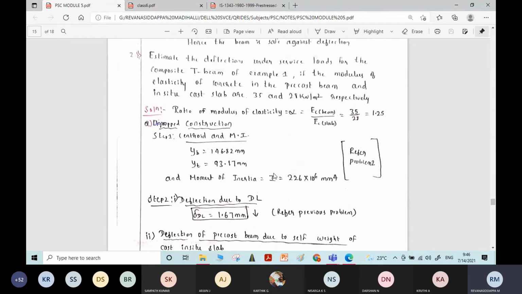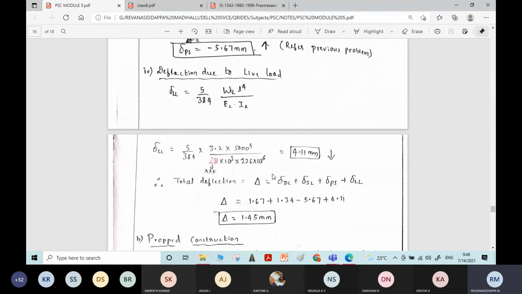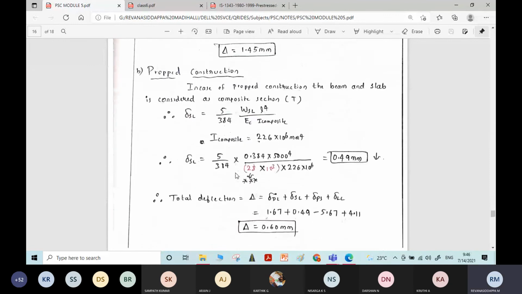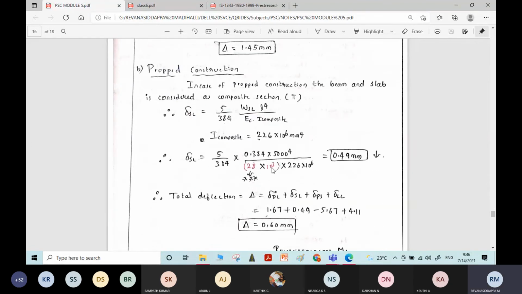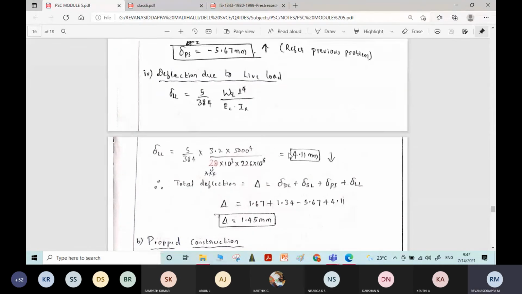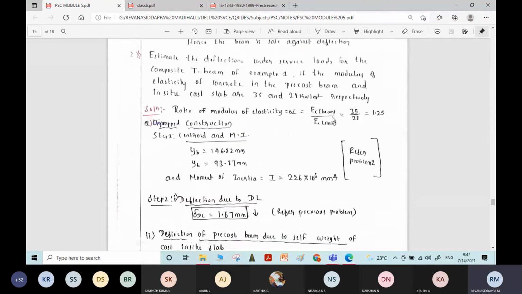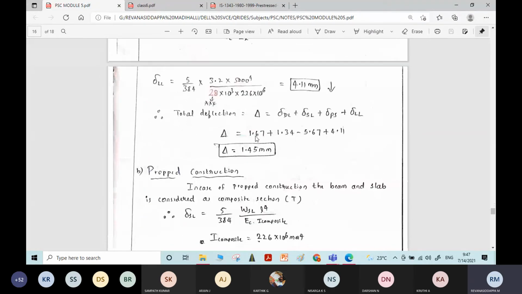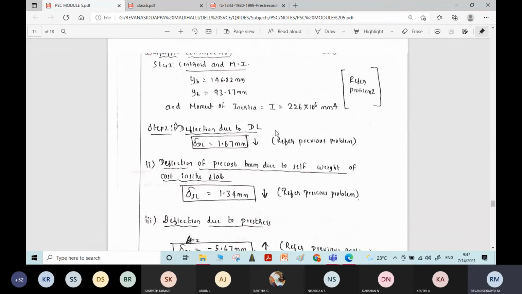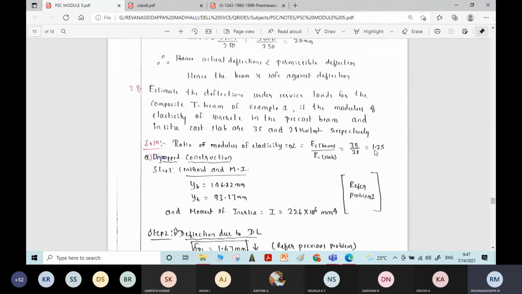Okay, Young's modulus of the slab, that is 28 into 10 power 3. While substituting the moment of inertia of the composite section, considering this ratio 1.25, you need to substitute. Calculation of moment of inertia considering this ratio of Young's modulus, that I have written in the notes.